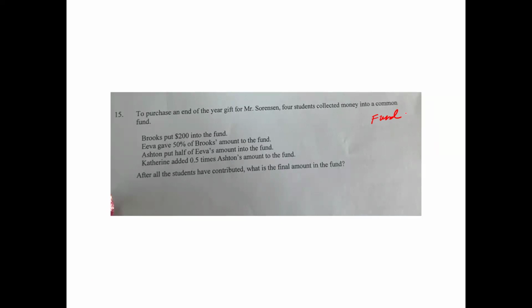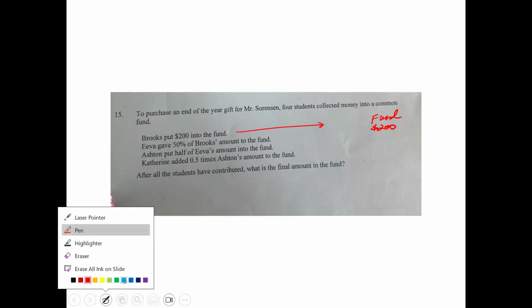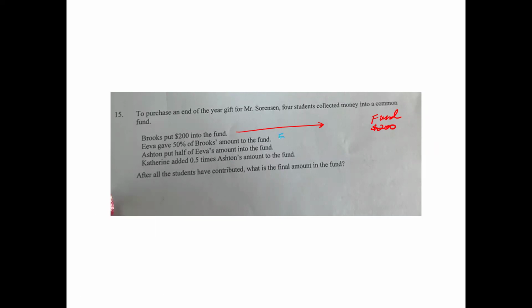Okay, so how much did Brooke put? So Brooke put $200. So there is immediately $200 right there, right? What about Eva? So Eva gave 50% of Brooke. So what's 50% of $200? That's like half of 200. If you take 200 and you divide it by 2, what would that give you? Yeah, 100. What did Ashton do?